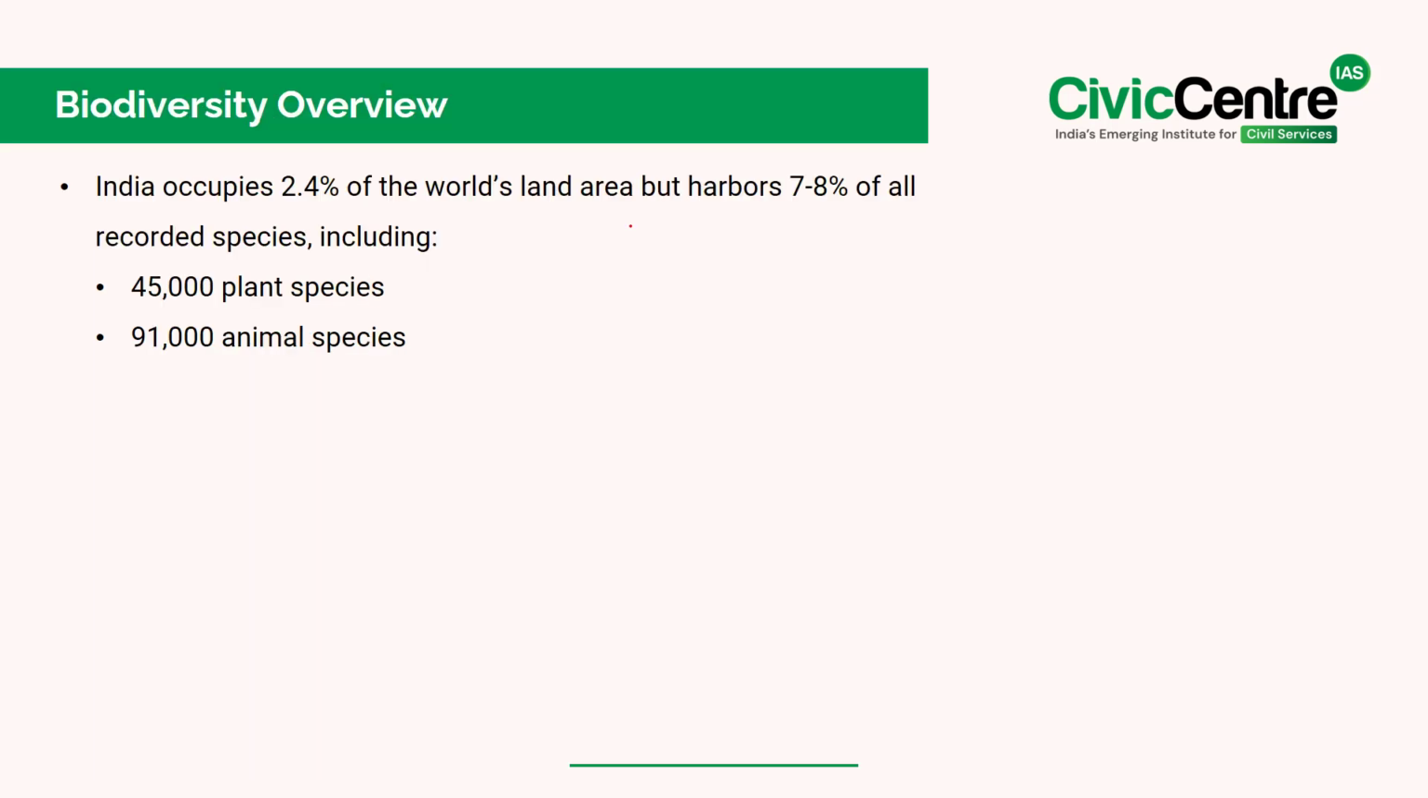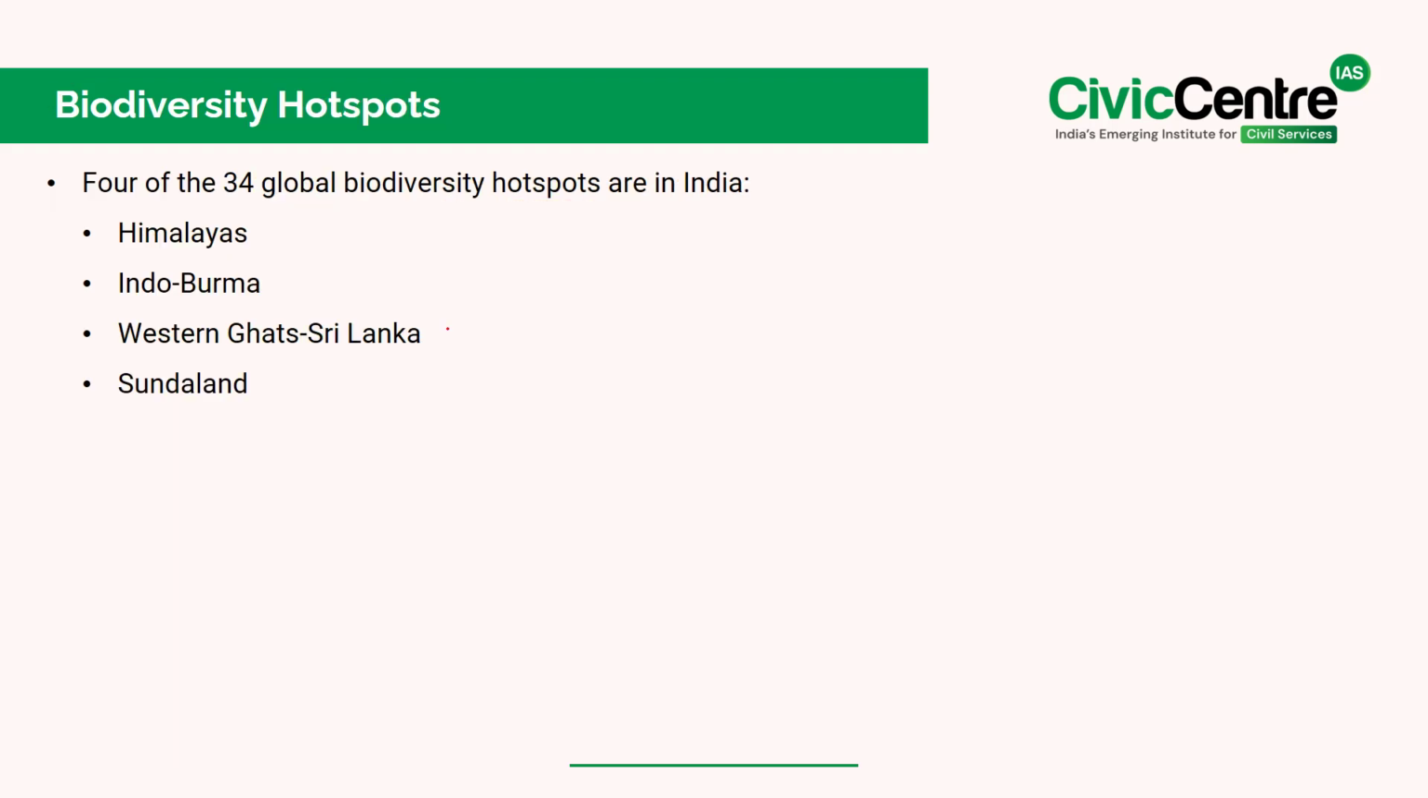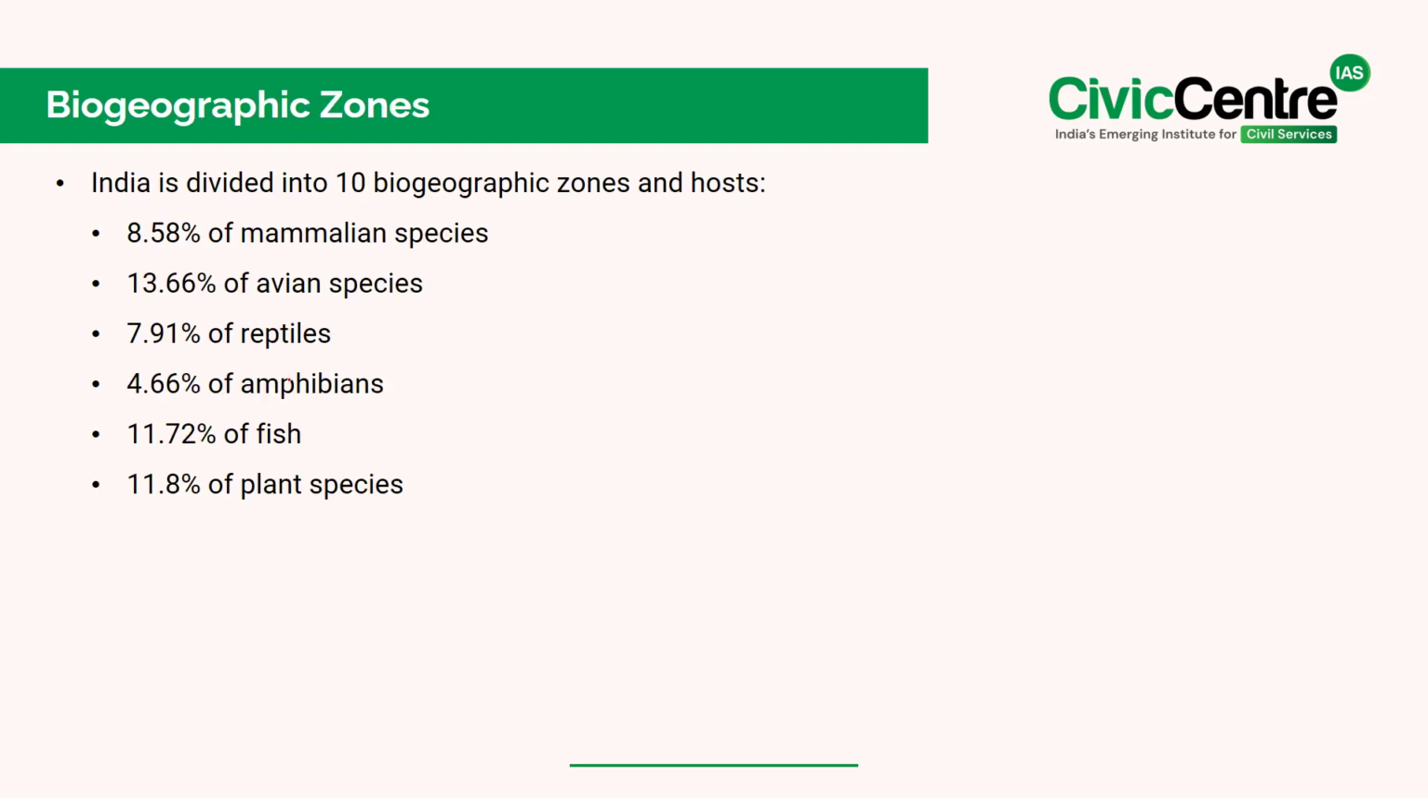So if we look at the biodiversity of India, see, India occupies 2.4% of the world's land area, but harbors 7 to 8% of all recorded species, including 45,000 plant species and 91,000 animal species. And significantly, 4 of the 34 global biodiversity hotspots are in India, which are the Himalayas, Indo-Burma, Western Ghats and Sri Lanka, and Sundaland.